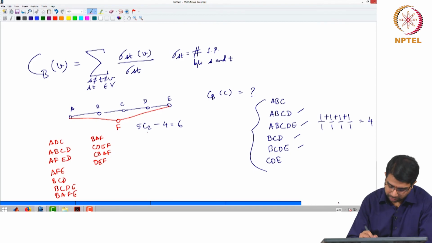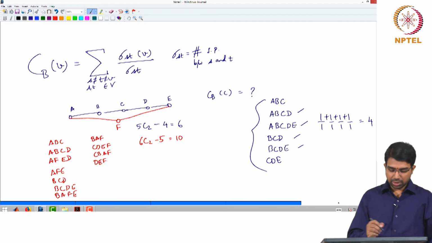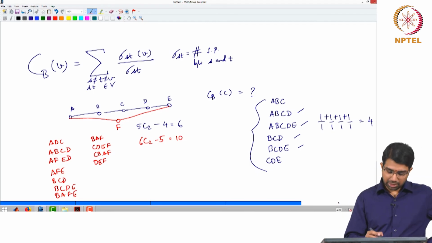So how many paths should you have? You should have 6C2 minus 5, right, which is basically 10. We have listed 1, 2, 3, 4, 5, 6, 7. So some of them there are alternate paths, so that is okay.